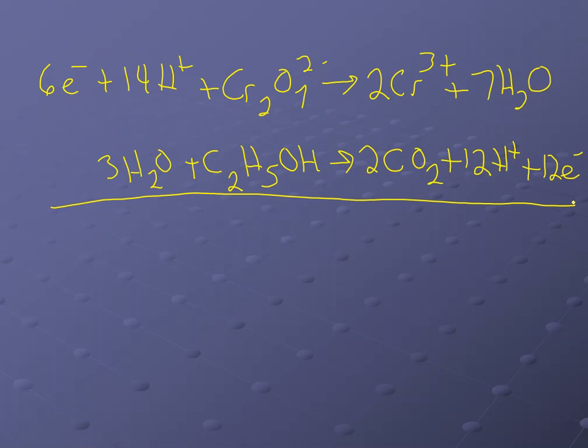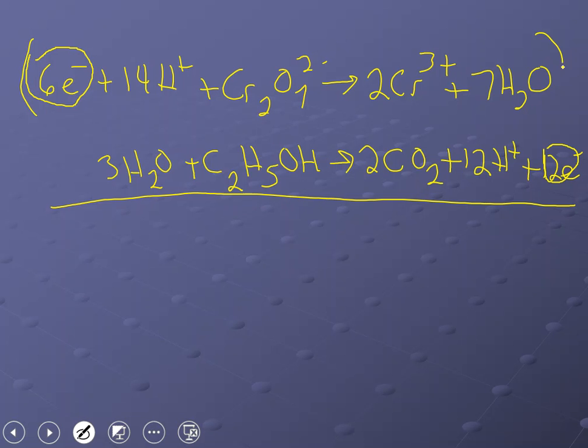Add those together. The problem is I have 12 electrons here and I've got 6 electrons here, so they need to match. This is where I'm going to take this whole half reaction, multiply the entire thing by 2. So that's going to make this 12 electrons, 28 hydrogen, 2 dichromate, 4 chromium, and 14 water. And I'm going to add all of that together.